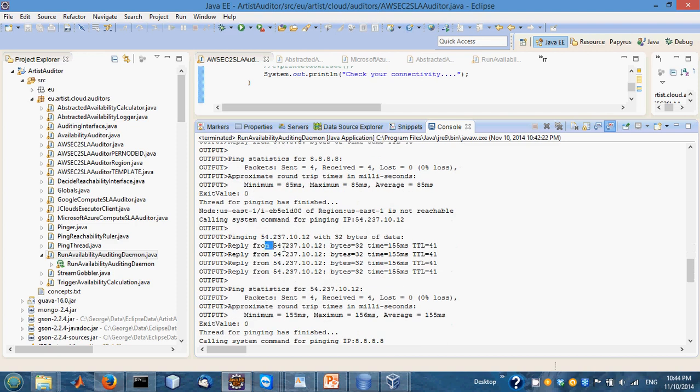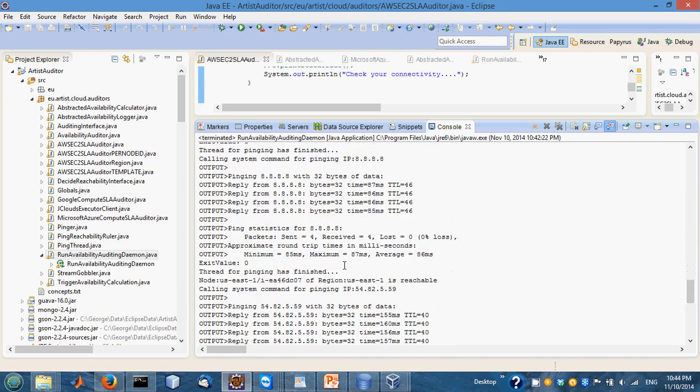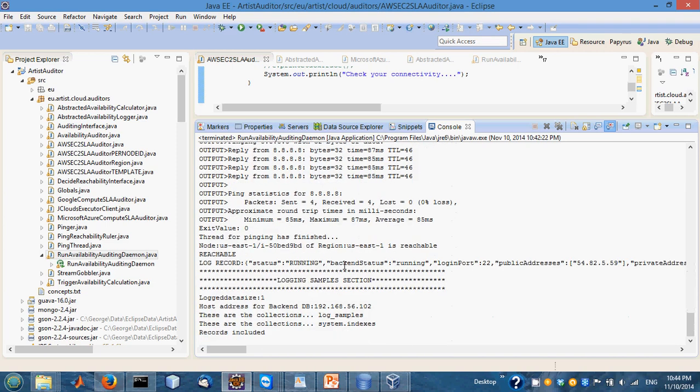So the other virtual machines are accessible due to their configuration, due to the fact that there is no fault in Amazon at the moment, so the VMs appear as reachable. So the overall sample appears as reachable, and this is what is logged in the database.